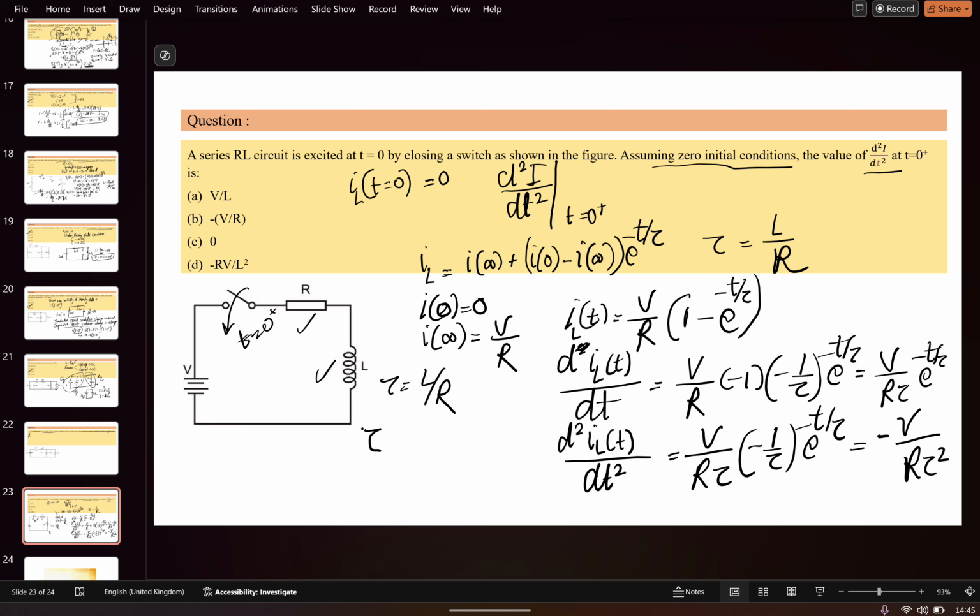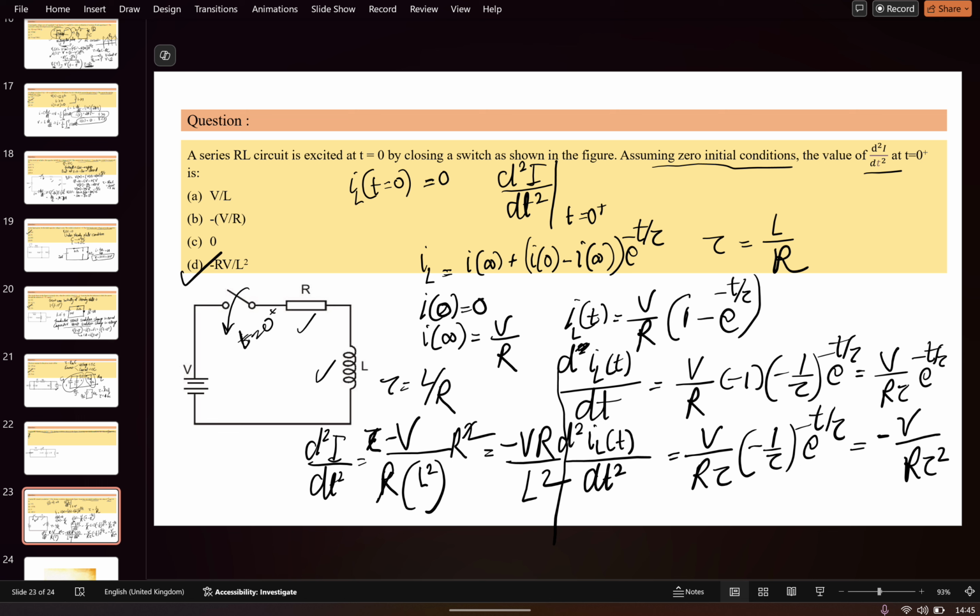It will become d square I by dt square equal to minus V by R tau square. Tau square is L square by R square. R will get cancelled out. It will become minus VR divided by L square. So this is the correct answer. Correct answer is D option, minus VR by L square. So this kind of question can be expected in the transient questions.